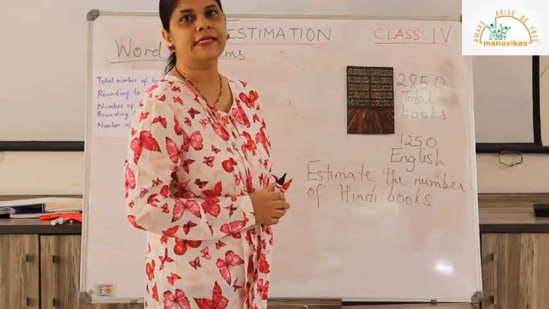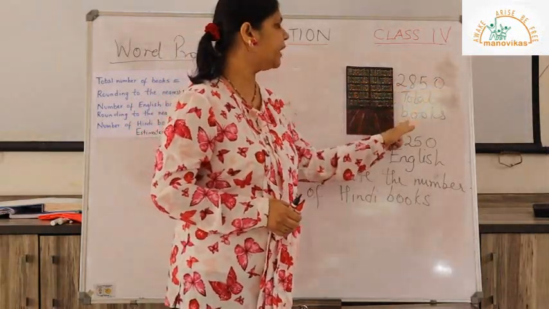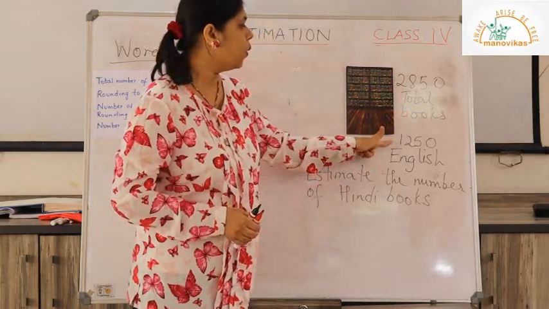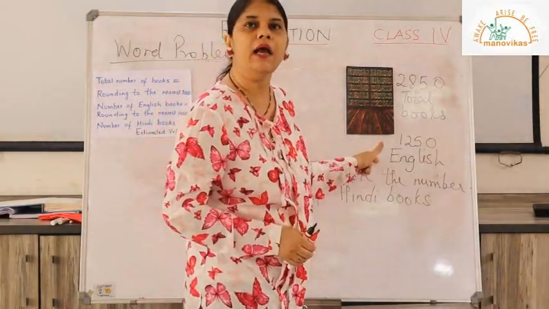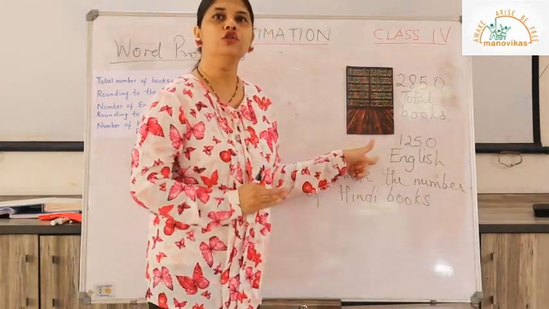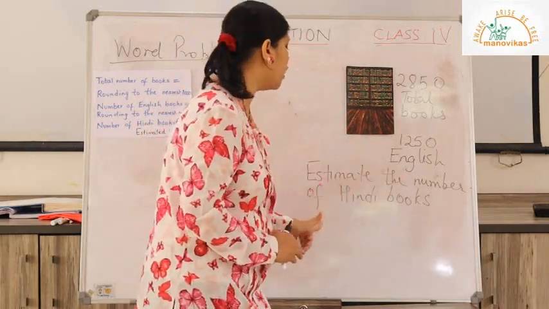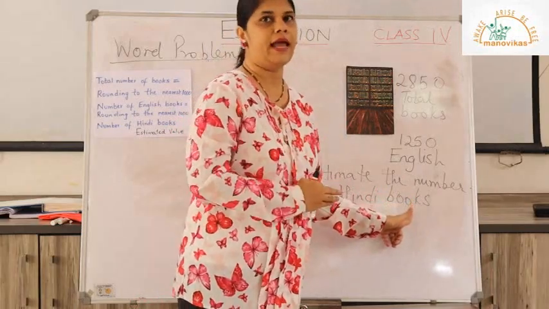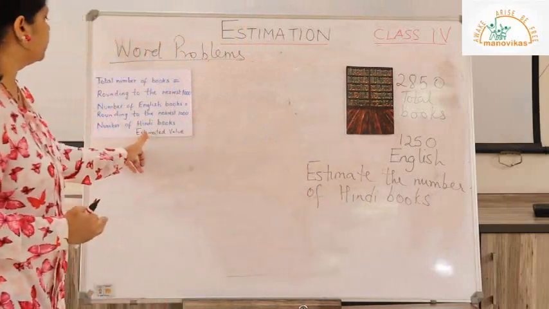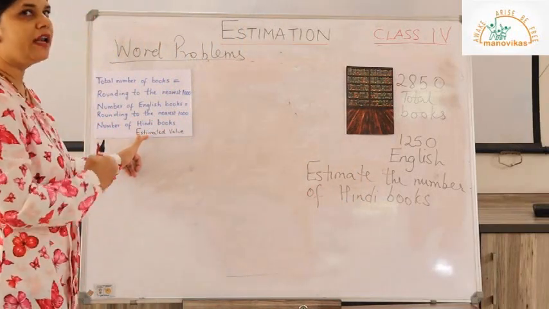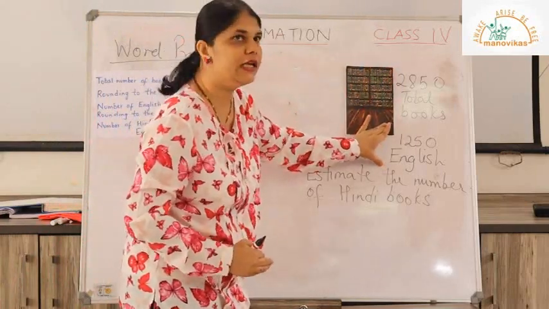Now look at the next example. In a school library, there are 2,850 books. Out of these, 1,250 are English books and the remaining are Hindi books. So now what are you told to find? You are told to find or estimate the number of Hindi books present in the library. So again, to find the estimated number of Hindi books, what will we have to do here? We will have to subtract, because you are given the total books and also the English books, right?